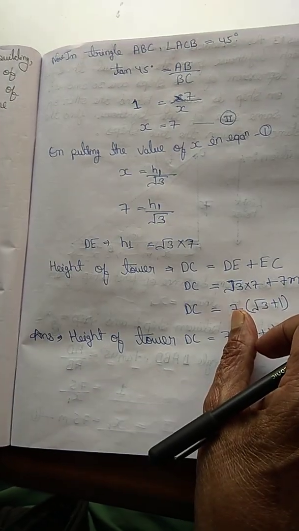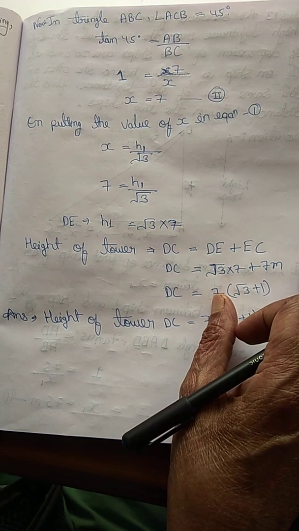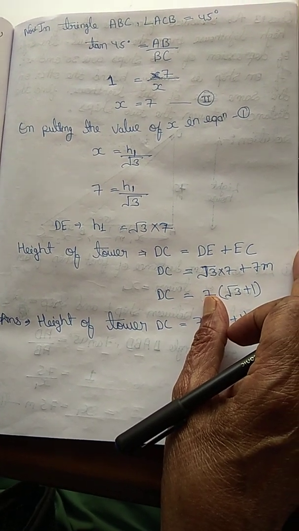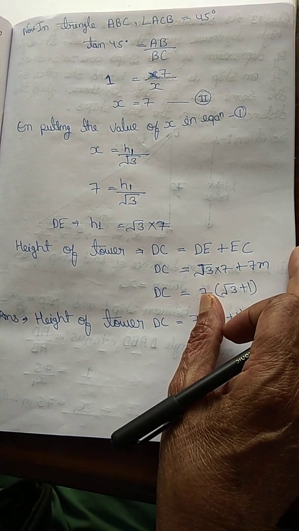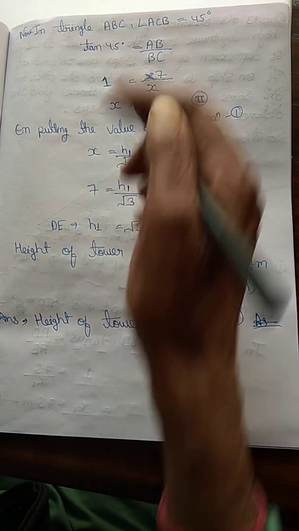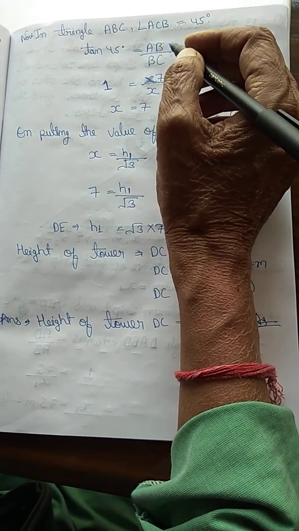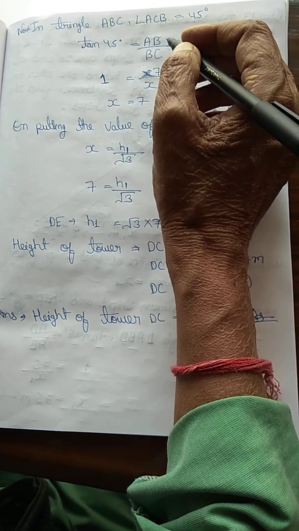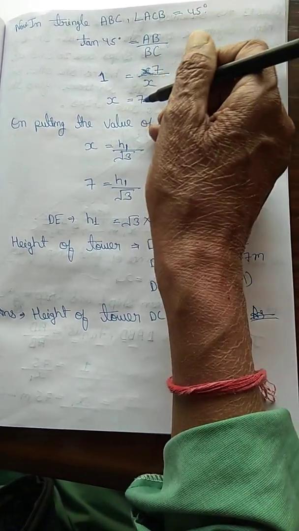Now in triangle ACB, this angle is 45. So tan 45 is equal to AB upon BC. Tan 45 is 1. AB is 7 meter, given. So 1 is equal to 7 upon x, so x is equal to 7.